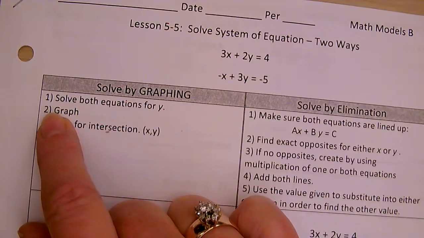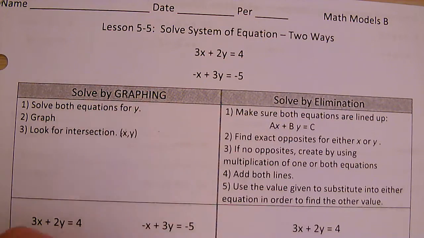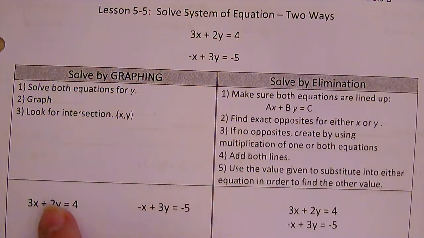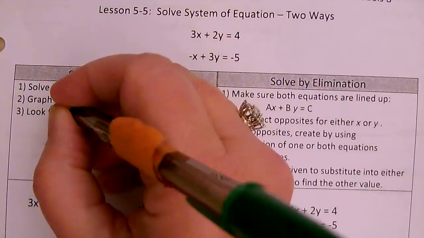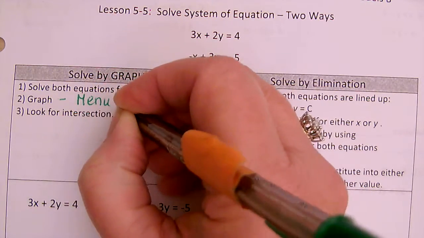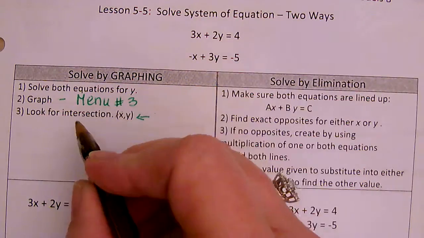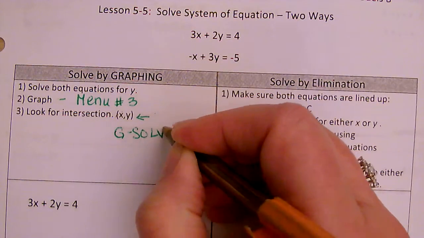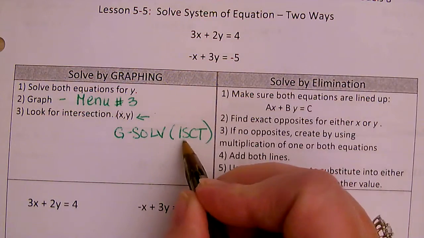We're going to take this one and solve both equations for y, and so I've got them both written down here so I can do that. Notice I've written them side by side, and we're going to then graph that on the calculator, and these are instructions for the Casio calculator. So when we get to that part, we'll go to menu 3, and then we'll look for the intersection by pushing the G solve and look for this abbreviation of intersection.